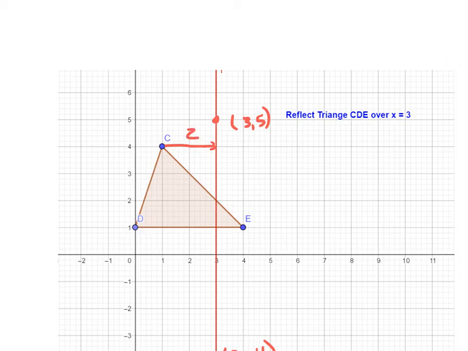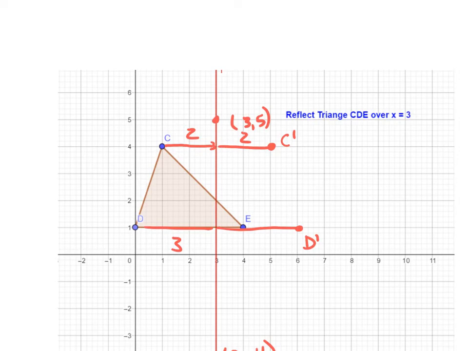So the distance in this case from C to the line of reflection is 2 units. So to get to C prime, we need to go 2 more units over this way, and there would lie your C prime, the reflected version of C. And we continue doing this. So D, for example, is 3 units away. So if we go 3 units over this way, there's your D prime.